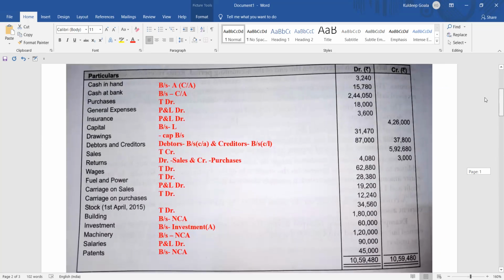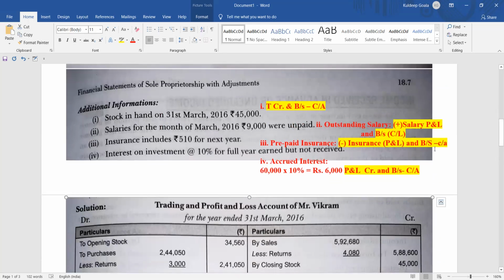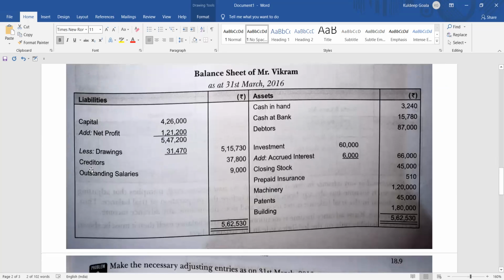What is that? Anything else in the trial balance? Current liabilities, we can see only one was there, creditors, nothing else. So we'll see in the adjustment what else the current liability is. It is point number 2, salary outstanding. How much? 9,000 rupees. So it will come in the balance sheet current liability. It will come on the other side because we are following the liquidity method. So it should be here, outstanding salary of 9,000 rupees, then creditors of 37,800 rupees. Then it will be followed by capital. So while making the note, please be careful.